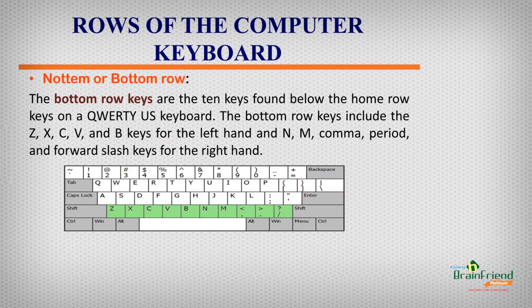Going further, we have the last but not the least, the bottom row. The bottom row keys are the 10 keys found below the home row keys on a QWERTY US keyboard. The bottom row keys include the following alphabets: Z, X, C, V, and B keys on the left-hand side of the keyboard, and on the right-hand side we have N, M, comma, period, which is known as your full stop, and a forward slash key. So let's map that out.